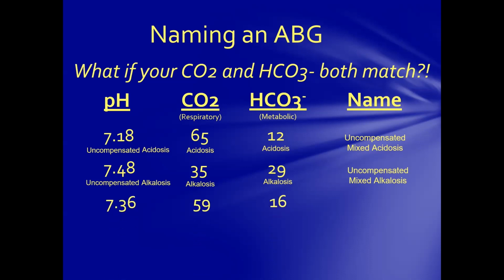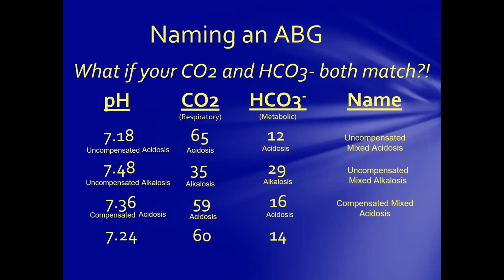If you have a pH of 7.36, your first name is going to be compensated. Your last name is going to be acidosis. If your CO2 is 59, your respiratory name is going to be acidosis, and your metabolic name of bicarb of 16 is going to be acidosis as well. Your full name is going to be uncompensated mixed acidosis. Again, you have both a respiratory and a metabolic process contributing to your acidosis.